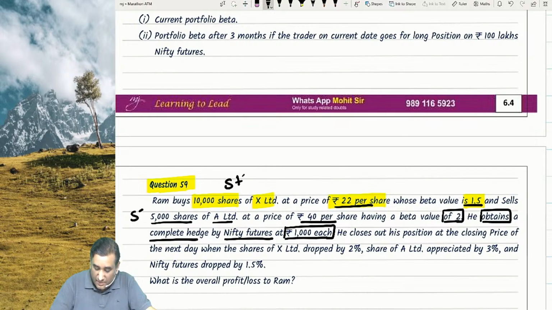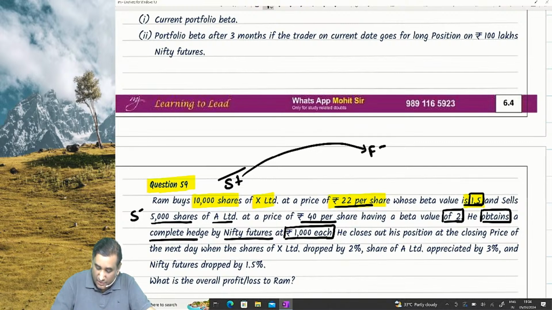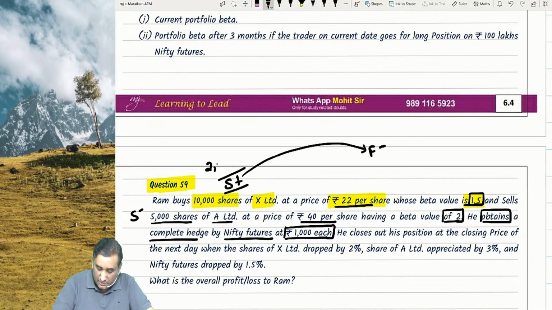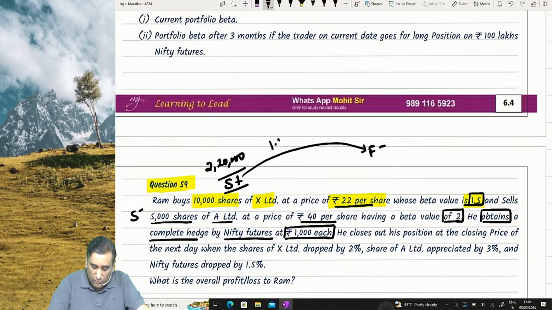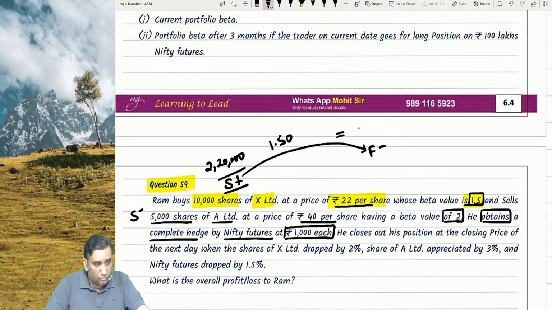That means now with respect to F minus, if I want to find out how much F minus will be, sir, 1.5, what is the value of the portfolio? Here the value is 10,000 into 22, 2,20,000. Looking at the formula, amount to be hedged is value of portfolio into beta desired minus beta of portfolio. Since beta desired is 0, I can simply say amount to be hedged is value of portfolio into beta of portfolio. Beta of portfolio was 1.5, so the amount to be hedged is 3,30,000.